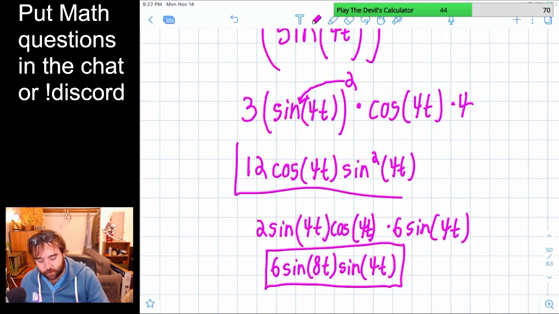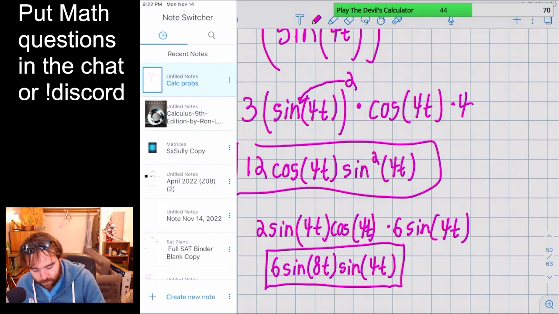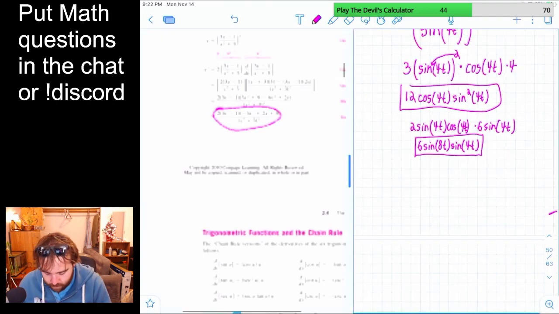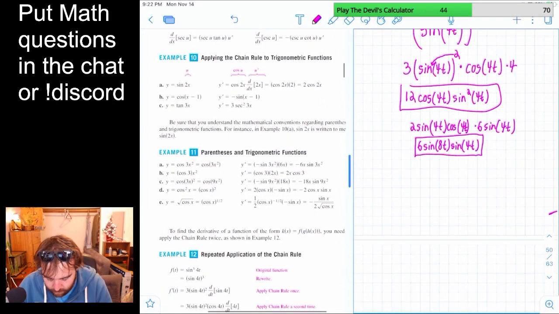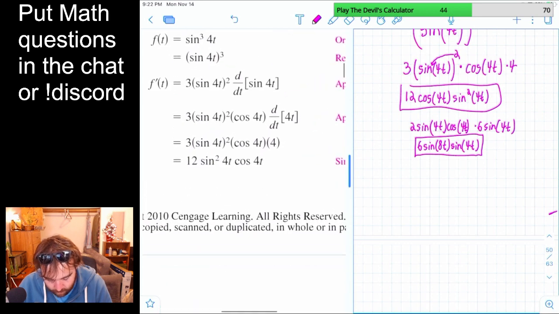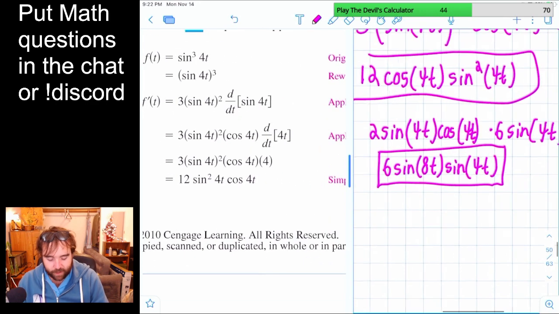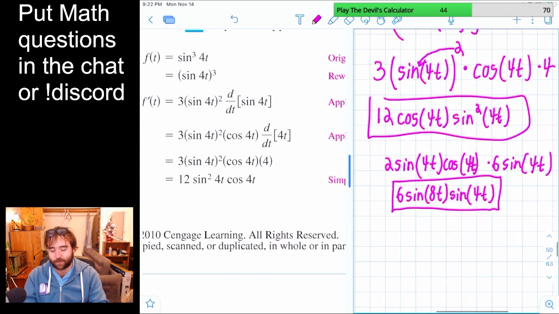I bet the textbook leaves it like this. Let's see what the textbook does. Yeah, they just left it like that. They did not go crazy with it like I did, but I like my answer.